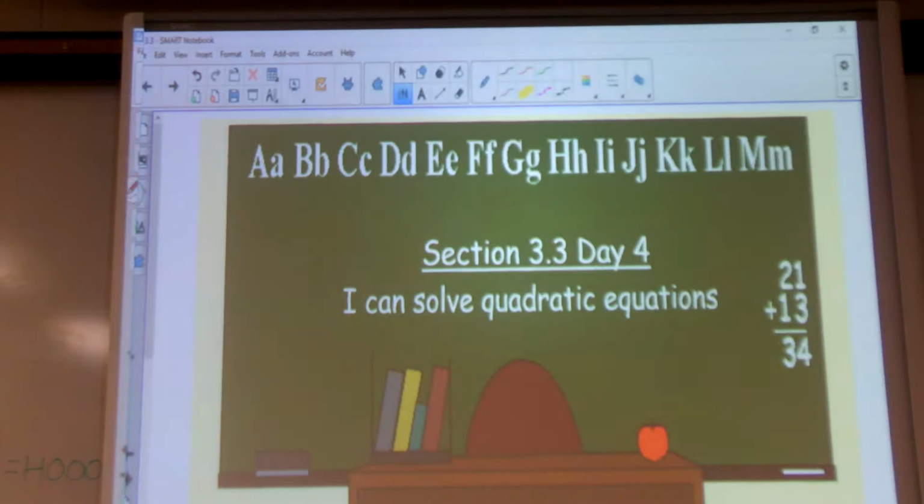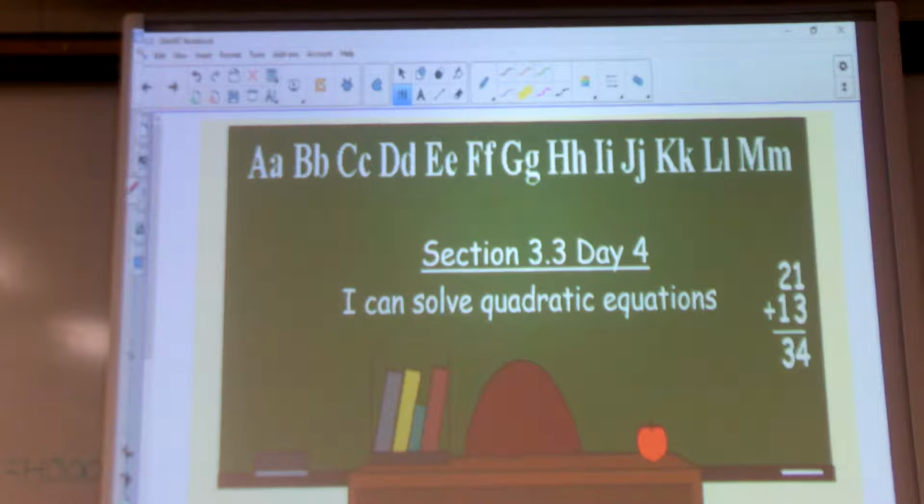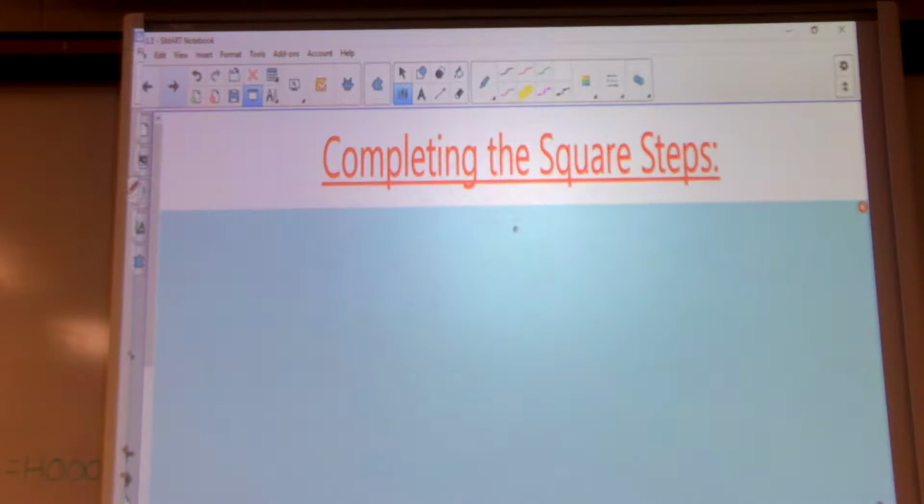Okay, ready? Day 4. I can solve quadratic equations. Last method is completing the square.